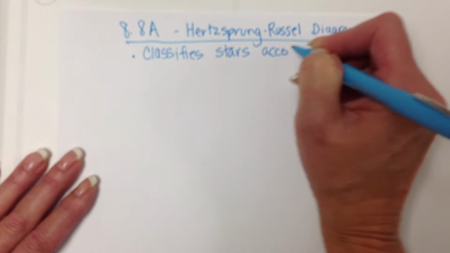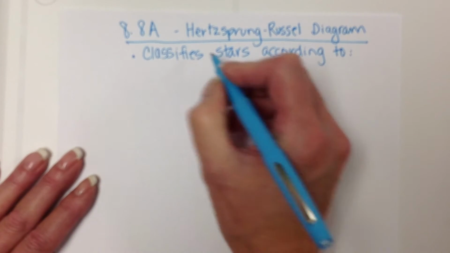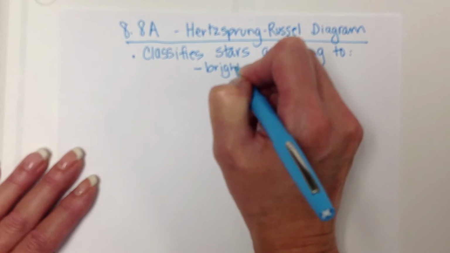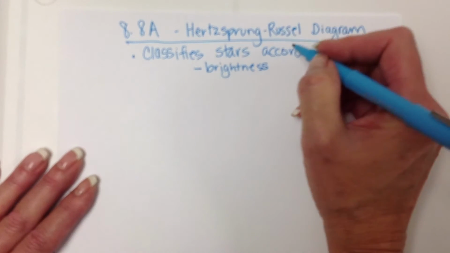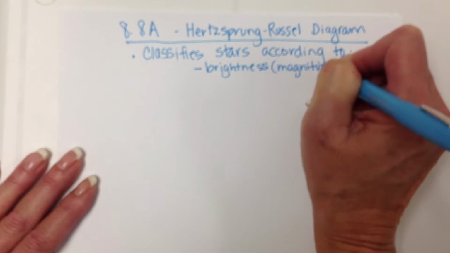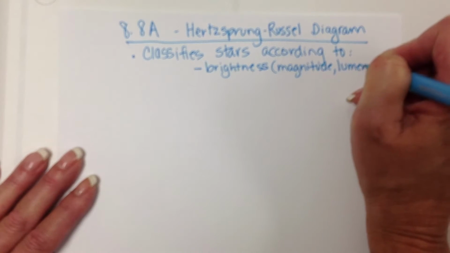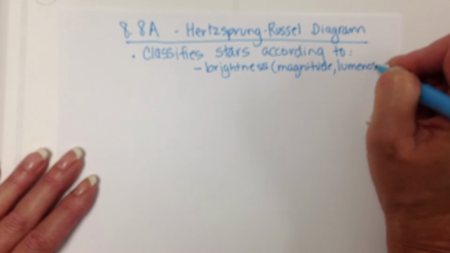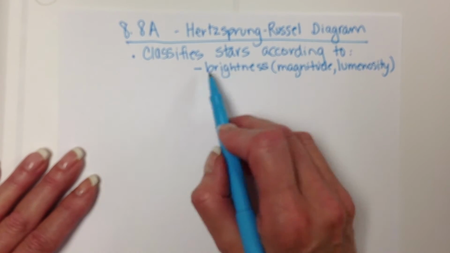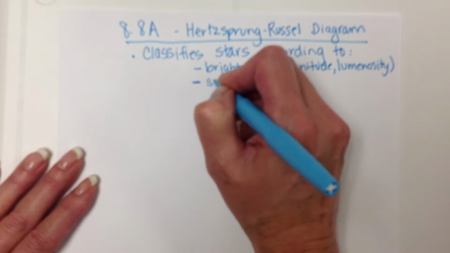According to two factors. And these factors are brightness, which we also call magnitude. Some people even refer to it as luminosity, for lumen means light, so luminosity, I hope I spelled it right, probably not. Okay, so it classifies things according to brightness and also according to surface temperature.